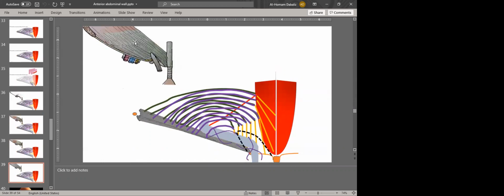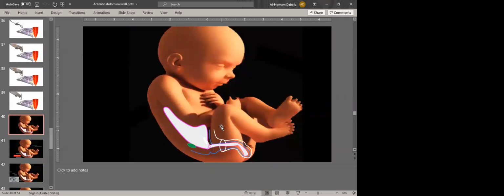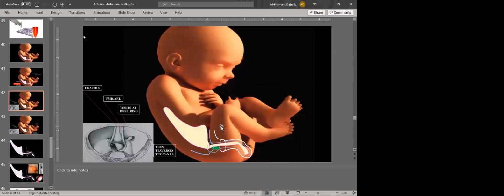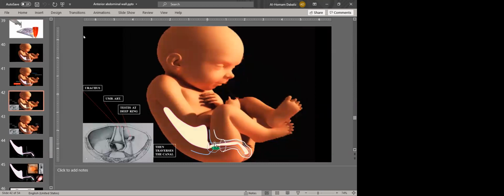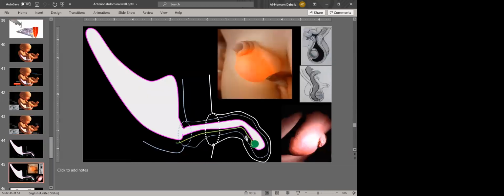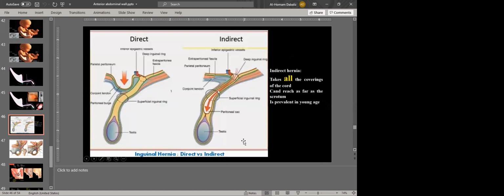As you can see here, this is our external oblique, and this small bit right here, you have the whole testes and its vessels and everything going out from here. It's just a picture showing you this is the deep inguinal ring, the superficial one, and over here you have the testes. Now, what are the structures passing? Sometimes they will ask you about the structures.